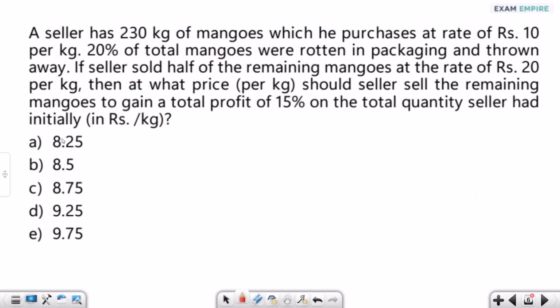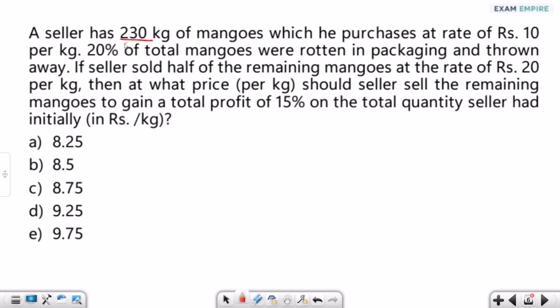Okay, next one. So pause the video and try to solve it by yourself. Hope you would have solved this. Now let's solve the particular one.